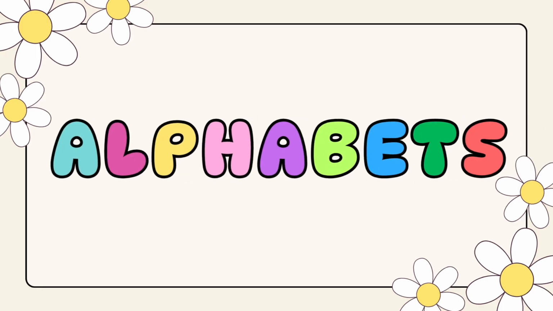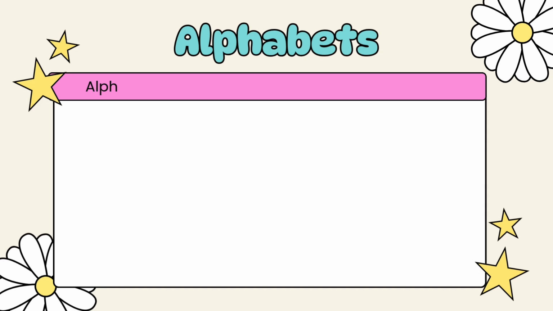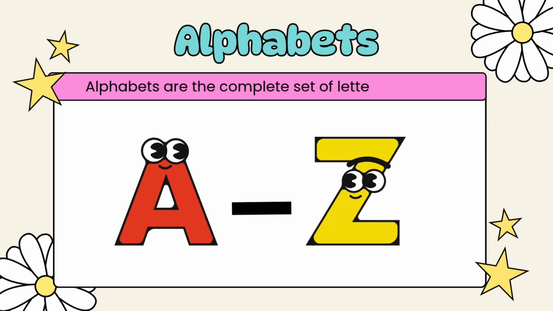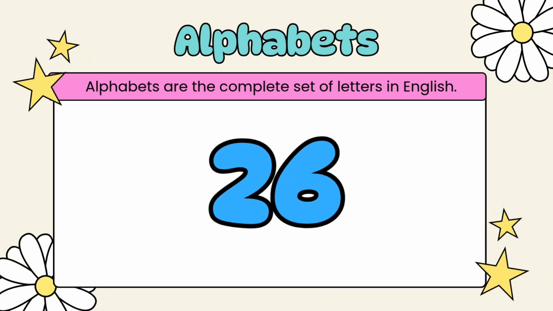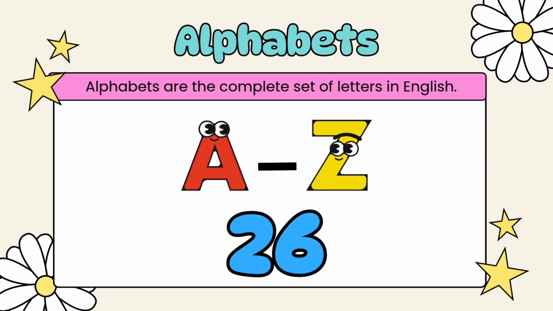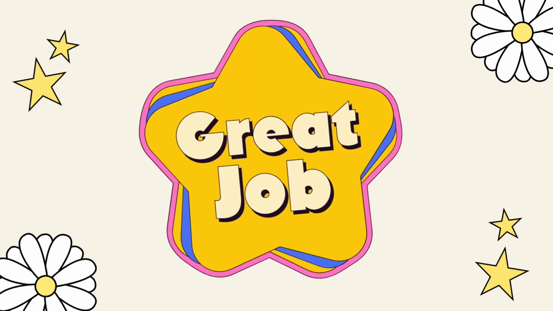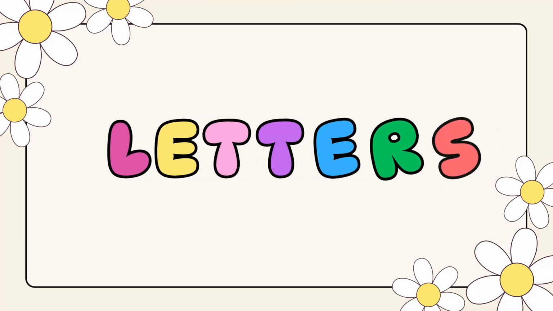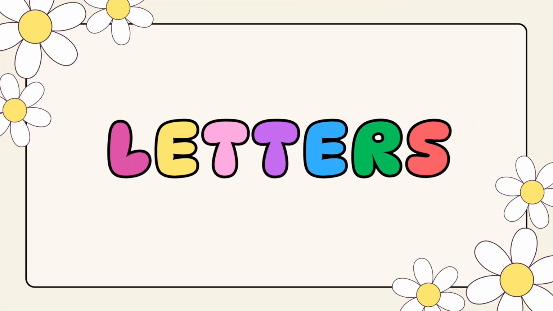What are alphabets? Alphabets are the complete set of letters from A to Z in English. There are 26 letters in the alphabet. Repeat after me. A to Z, 26 letters. Great job! What are letters?